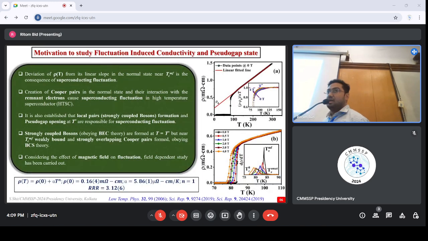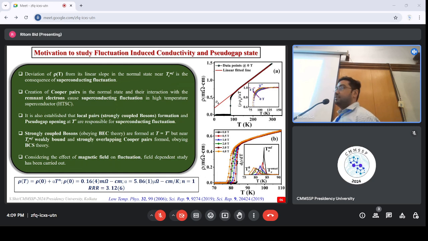Then we have studied the electrical resistivity to ensure the superconducting properties of the samples. So we have done this resistivity measurement with respect to temperature in the presence of magnetic fields, and we have identified different characteristic temperatures like Tc onset, Tc mean-field, and Tc zero from these derivative plots.